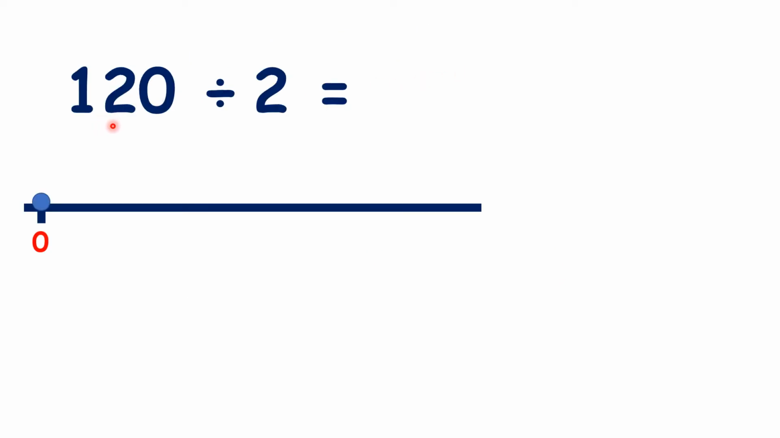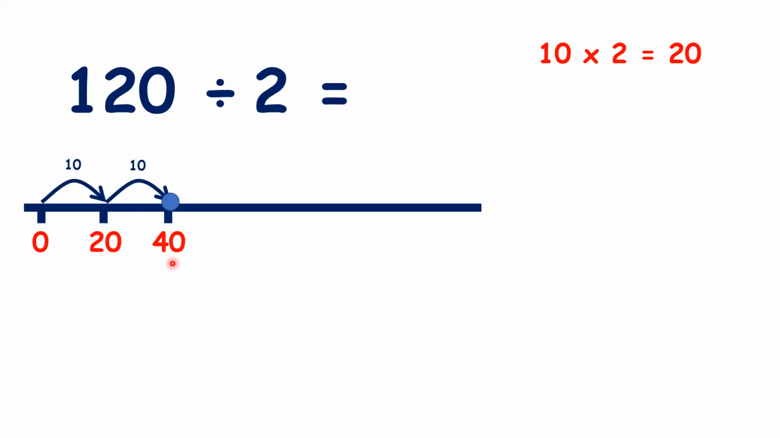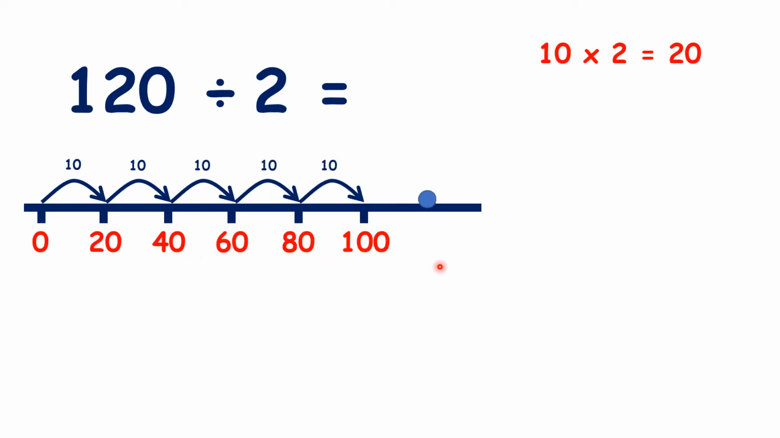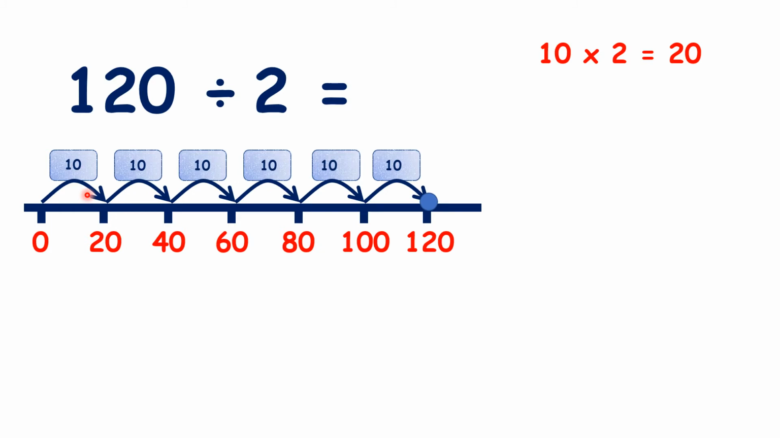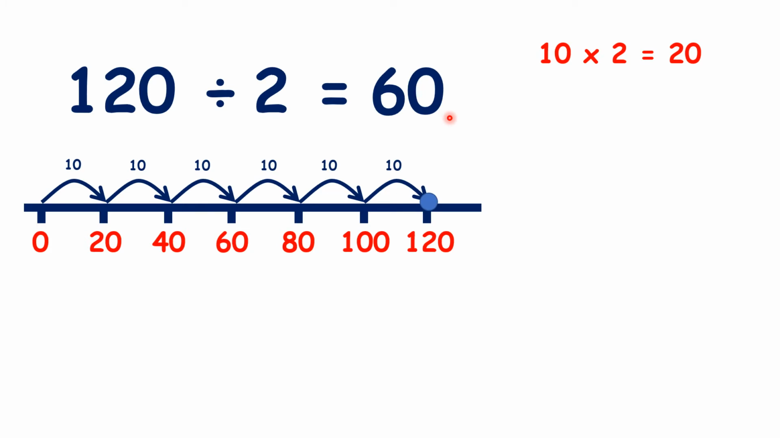So what is 120 divided by 2? Well, 10 times 2 is 20, so let's count up in steps of 10 times 2, in steps of 20. We have 20, 40, 60, 80, 100 and 120. So we counted 6 steps of 10 times 2, and because 6 times 10 is 60, we know that 120 divided by 2 is 60.